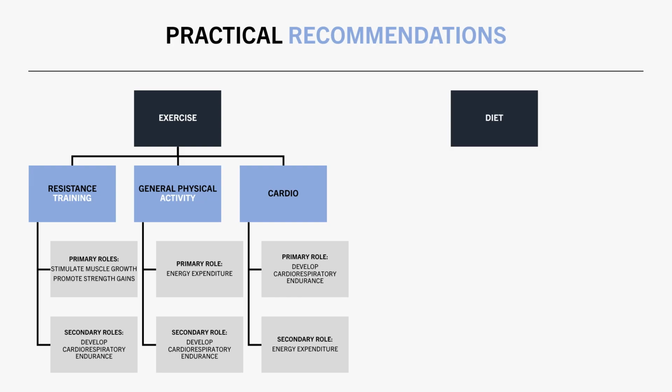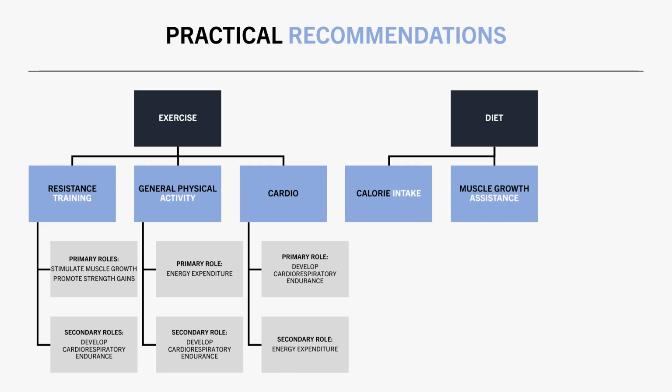In terms of diet, this has 3 primary roles for body composition changes. First is to manipulate energy balance. Exercise can influence energy expenditure, although manipulating diet is usually going to be more effective. This makes it an easier and more predictable way to induce a calorie deficit or surplus, depending on our current goal.